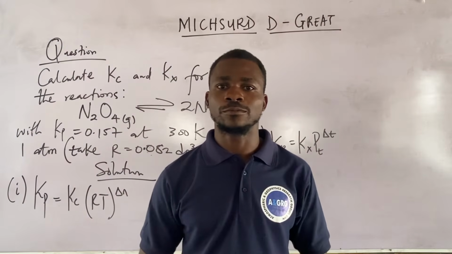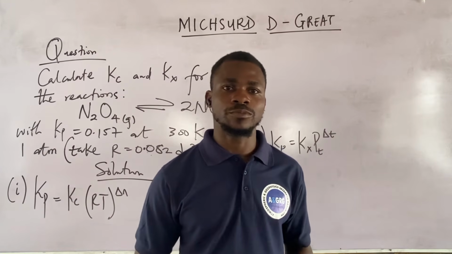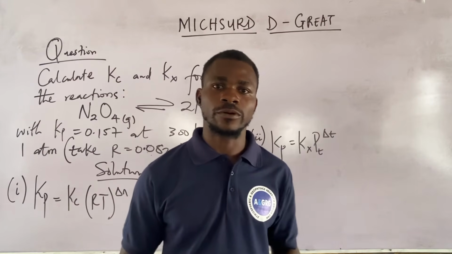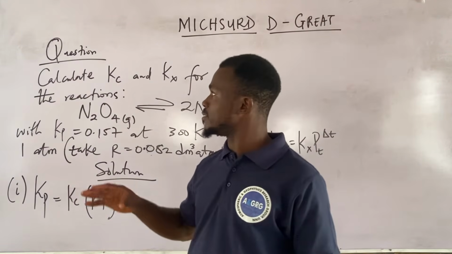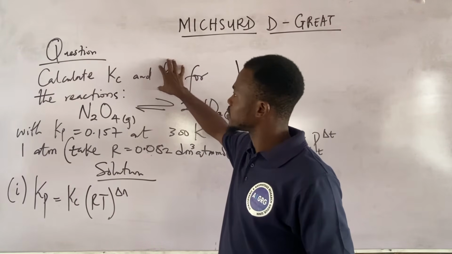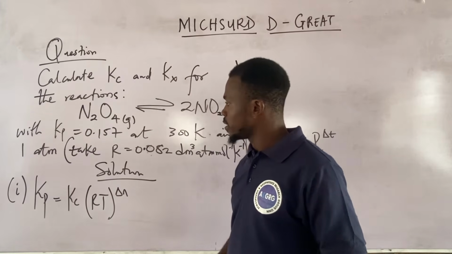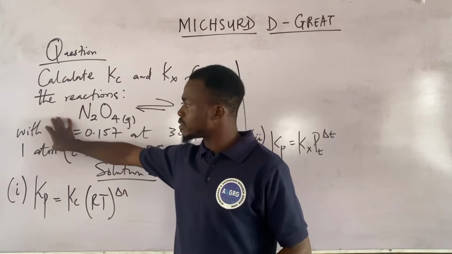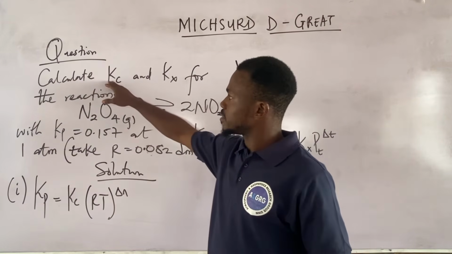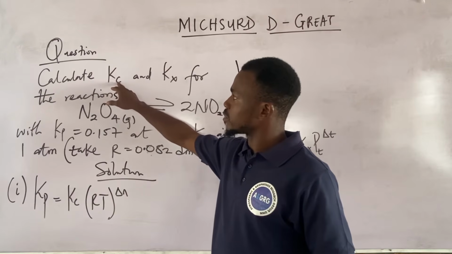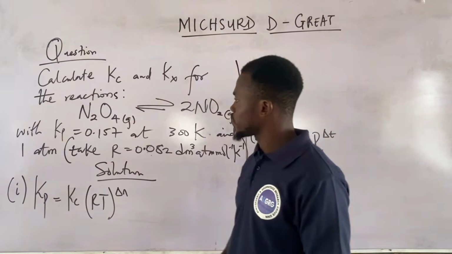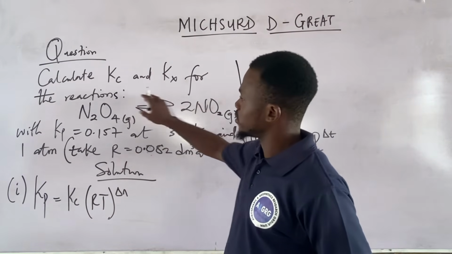Alright, hello everyone, welcome to today's class. So today we are going to be solving a question on equilibrium constants. We are going to be finding the equilibrium constant for a concentration term and then the equilibrium constant for the mole fraction. Then we are given in the question the equilibrium constant for partial pressure. So how do we solve to get the equilibrium constant with respect to the concentration and with respect to the mole fraction? So now we can see that a reaction is given.